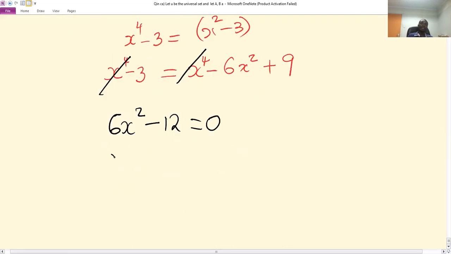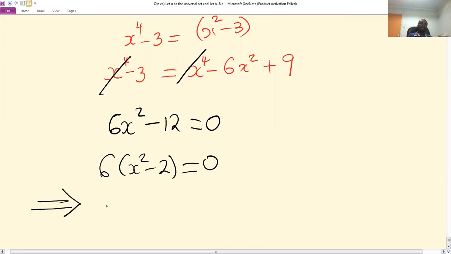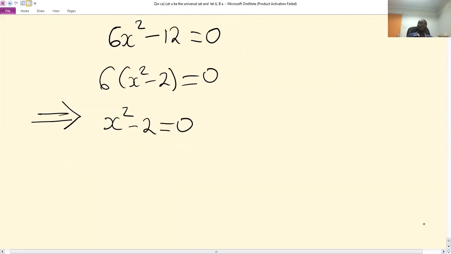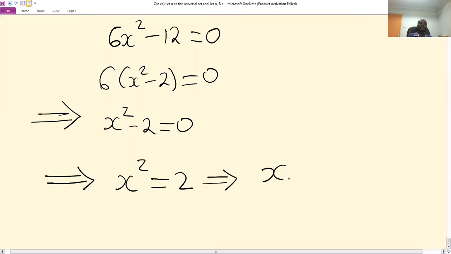So we factorize 6. So 6 times x squared minus 2 equals 0. So x squared minus 2 is 0. And it's not hard to see that x squared will be 2, which means x is plus or minus root 2. You have to include both answers, plus and minus. So that's how we solve such kind of problems. Thank you.